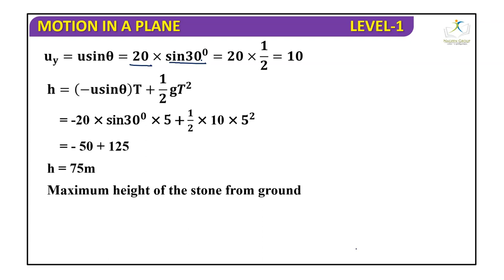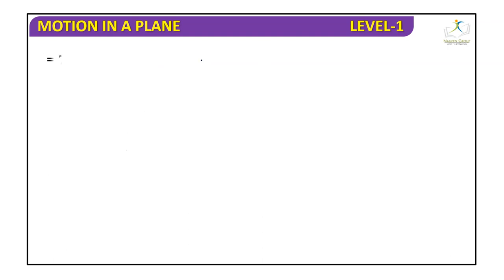At this particular height, the stone is from the ground. Now h plus u square sin square theta by 2g, this value comes to 80 meter, which is option 2. I hope you understand this question, students. If there is any doubt, you may ask in the comment section. Now moving ahead with the next question.